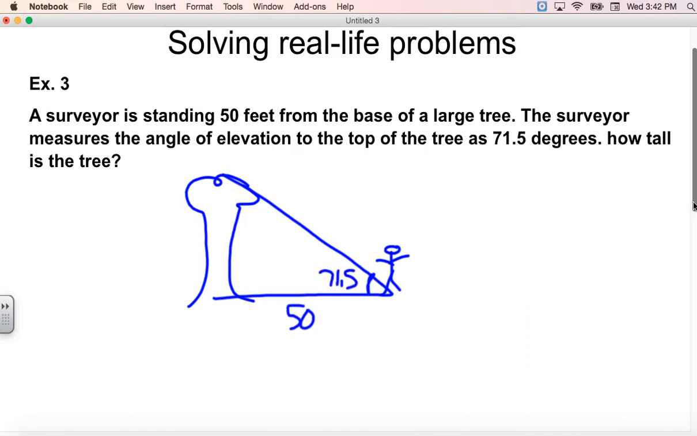All right, so it's 71.5 degrees. And the question is, how tall is the tree? So we call this over here X. All right, so what you want to do is use your knowledge of SOHCAHTOA.